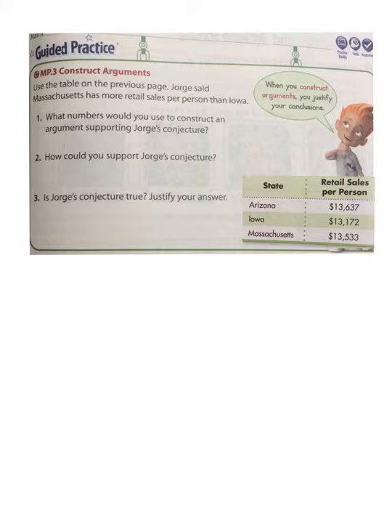Let's do the guided practice together. Use the table on the previous page. I have added your table right here. George said Massachusetts has more retail sales per person than Iowa. I'm going to highlight Iowa and Massachusetts because those are the two numbers we are going to be looking at in the chart. Number 1, what numbers would you use to construct an argument supporting George's conjecture?